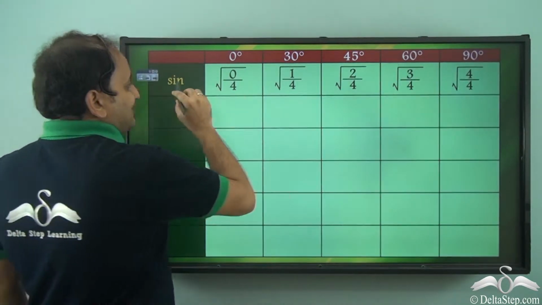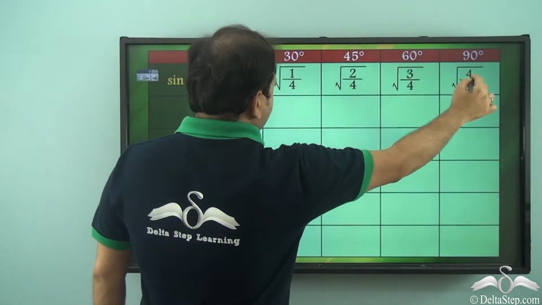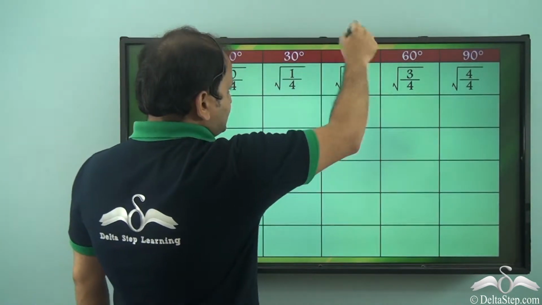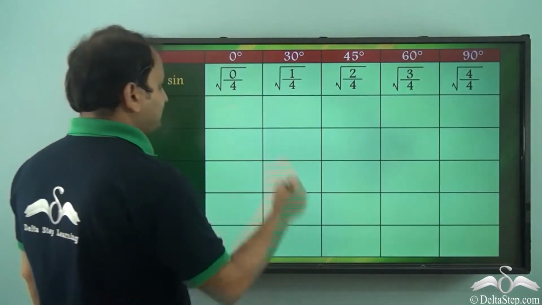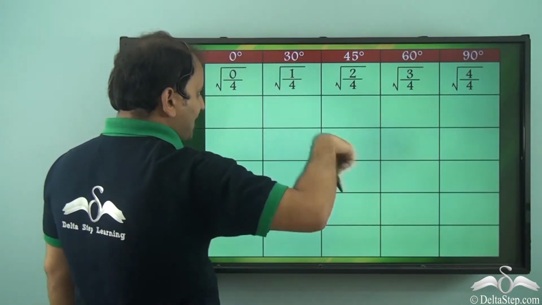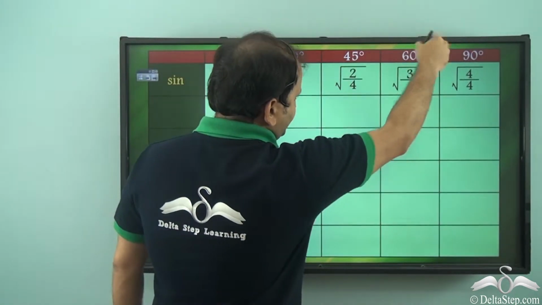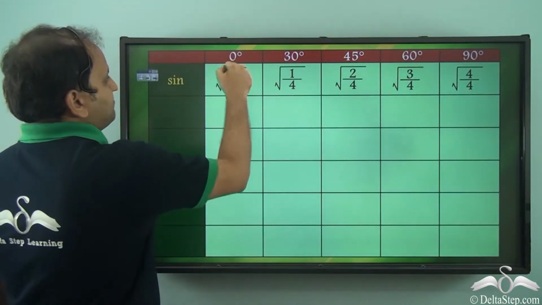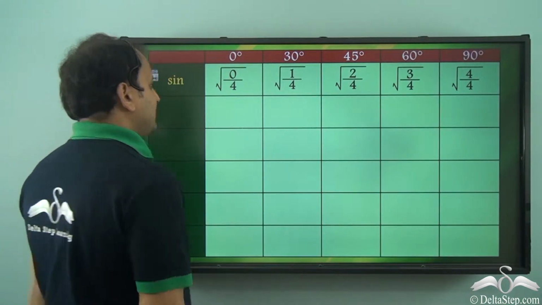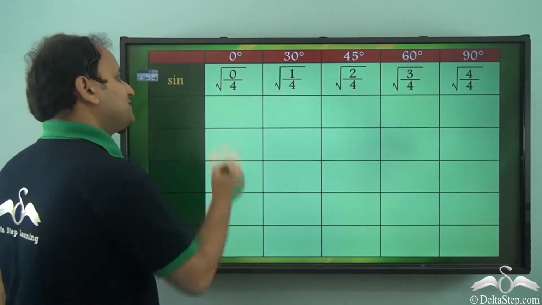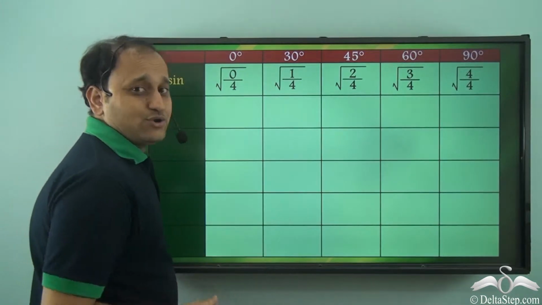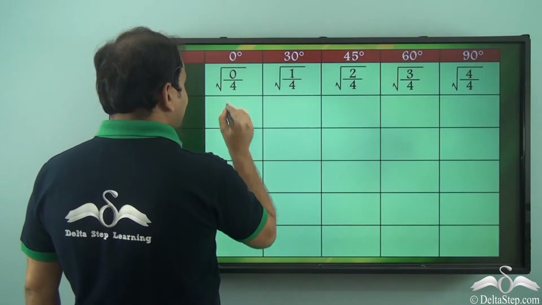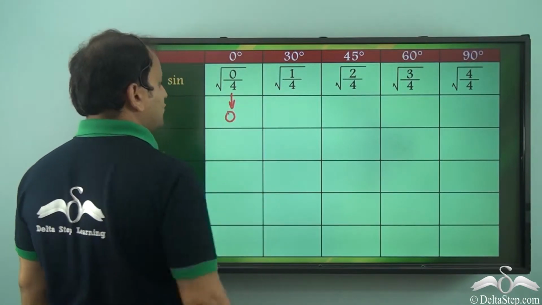So we are writing root with denominator 4 and numerator is gradually increasing by 1. So root 0 by 4, root 1 by 4, root 2 by 4, root 3 by 4 and root 4 by 4. Now if we simplify these fractions, what do we get? Root 0 by 4. Now 0 by 4 will be 0, right? So root of 0 is always 0. So this is nothing but 0.